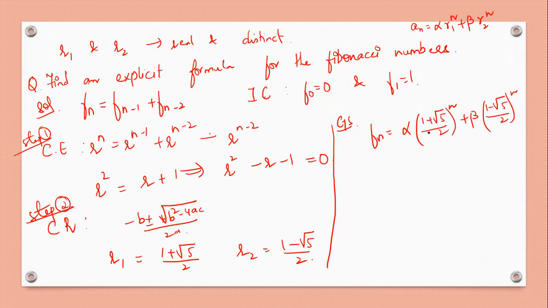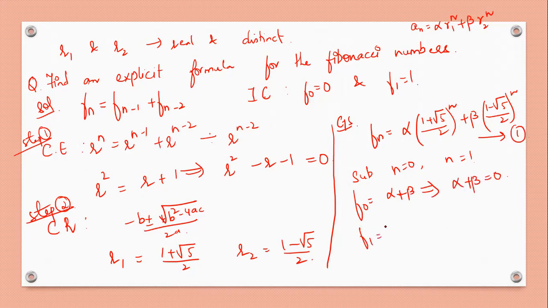They are some constants. Now, what should you do? We have to substitute n = 0 and n = 1 in our equation, which we name equation 1. When you substitute n = 0, you will get F0 = alpha + beta. The F0 value is given already, which is 0, so alpha + beta = 0.